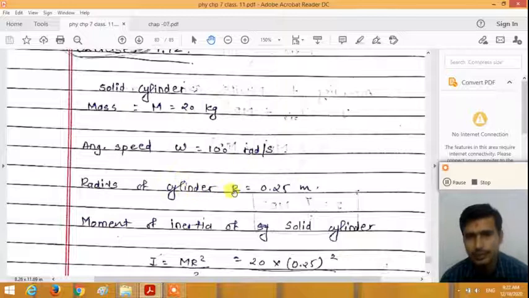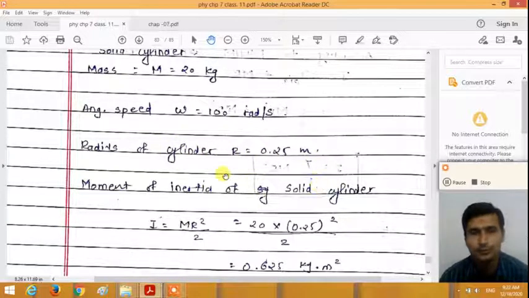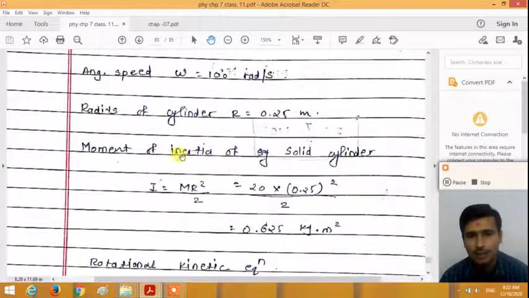Radius of the cylinder r is equal to 0.25 meter. So from this solid cylinder we can calculate the moment of inertia of the solid cylinder about the axis of rotation. I is equal to mr square by 2. M given 20 kg into r 0.25 square divided by 2. We get the moment of inertia of solid cylinder I is equal to 0.625 kg meter square.